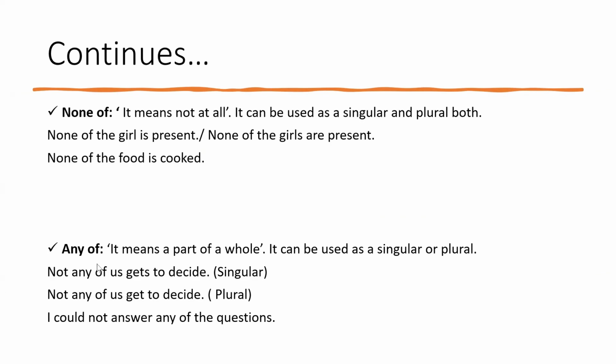Any of. It means a part of a whole. It can be used as singular or plural both. Not any of us gets to decide. It is a singular use. Not any of us get to decide, plural use. I could not answer any of the questions. In this way, we make use of none of and any of.